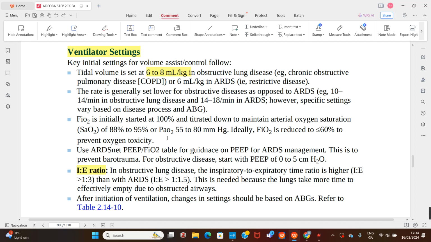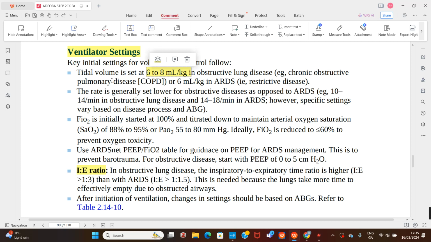So there are some settings you can do depending on the pathology you are working with. For tidal volume, that's the first component. You want to set your tidal volume to 6 to 8. This is kind of high normal, 6 to 8. It can go to 6, it can go to 8. But in some people, you might want to keep it low, to like 6.